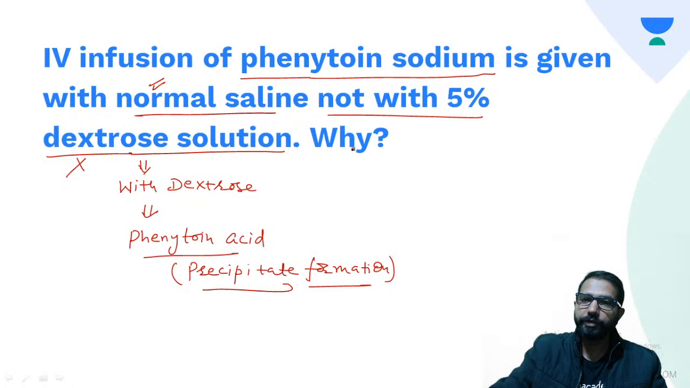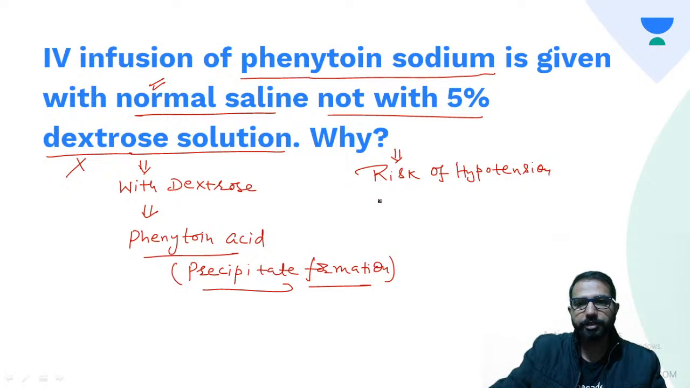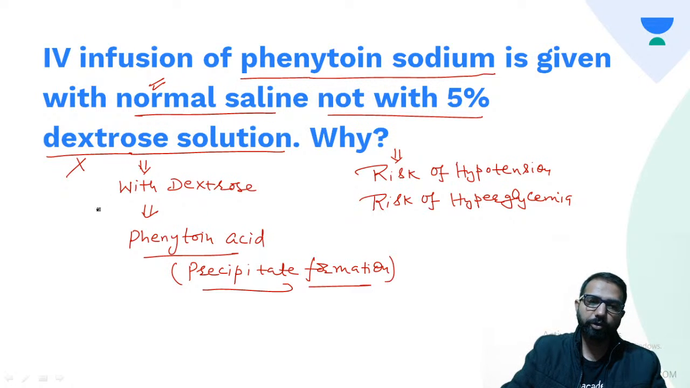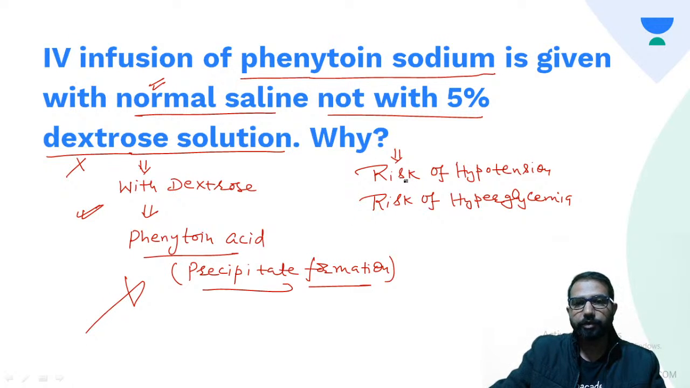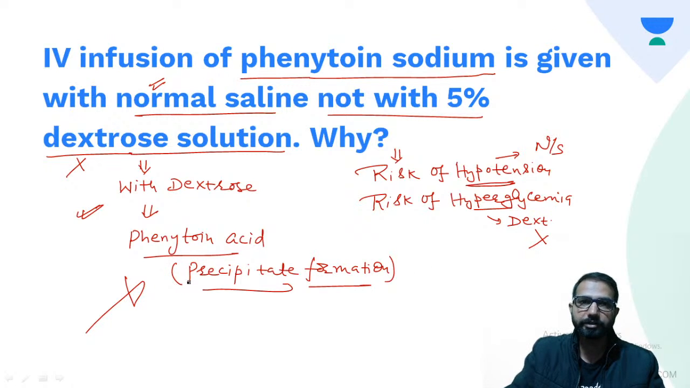The second, with phenytoin there is risk of hypotension. With phenytoin there is also risk of hyperglycemia. So the first important concept is that with dextrose the phenytoin acid can precipitate, and because of that we should not mix it. But with phenytoin we also have the risk of hypotension and hyperglycemia. Because there is risk of hypotension, it is good to give normal saline, and because there is risk of hyperglycemia, we should not use the dextrose. That is the secondary reason. The primary reason that it should not be mixed with dextrose is the formation of phenytoin acid.